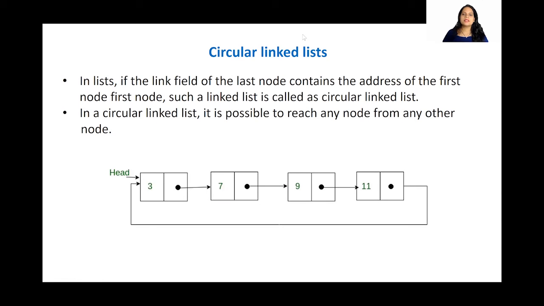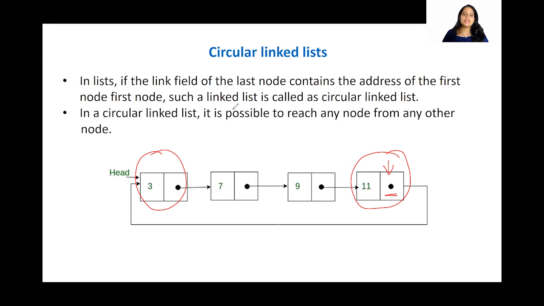Whereas in my circular linked list, look here carefully, the last node's address part has some value. It is not null. And what is that value? The address in the last node is nothing but the address of the first node. So in that way, we can say that this is like a circle. They are connected to each other. That is why this is called a circular linked list.